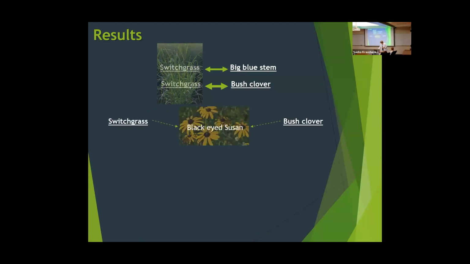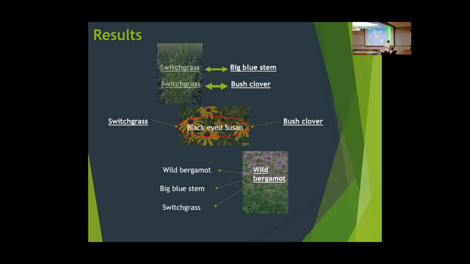Some other things that were also consistent: black-eyed Susan, this lovely yellow flower, also happens to be a very aggressive neighbor. Out of those two plants that we looked at, no one liked it enough to give it a lot of carbon. Wild bergamot seemed to be a very strange one too, because we did find it to be a recipient of carbon from other plants, but it really wasn't interested in sharing its own carbon with anybody, at least anybody we tried.